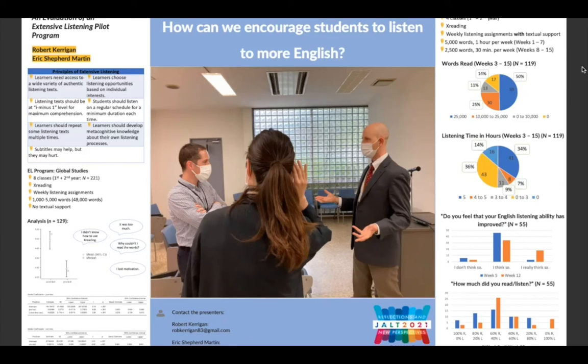As for the questionnaires, one question: do you feel that your English listening ability has improved? Clearly, looking at the graph, more students did feel that their listening ability had improved. The answer "I really think so" rose from 3 students in week 5 to 18 students in week 12. And "I don't think so" dropped from 6 students in week 5 to 3 students in week 12.